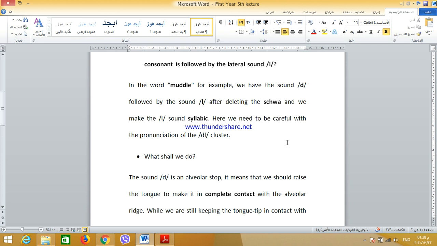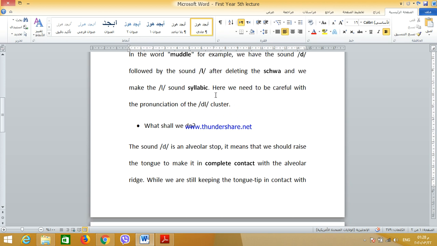Okay? If we take the word medal, in this word we have the d sound, which is an alveolar stop sound. It is followed by l, which is a lateral sound. And don't forget the schwa is deleted. We do not say "muddle" with a schwa; if we say it with a schwa, there is a vowel here, there is no cluster. But if we say dl, the d and l are pronounced one after the other without a vowel between them. In this case, the sound l is going to be syllabic, don't forget.